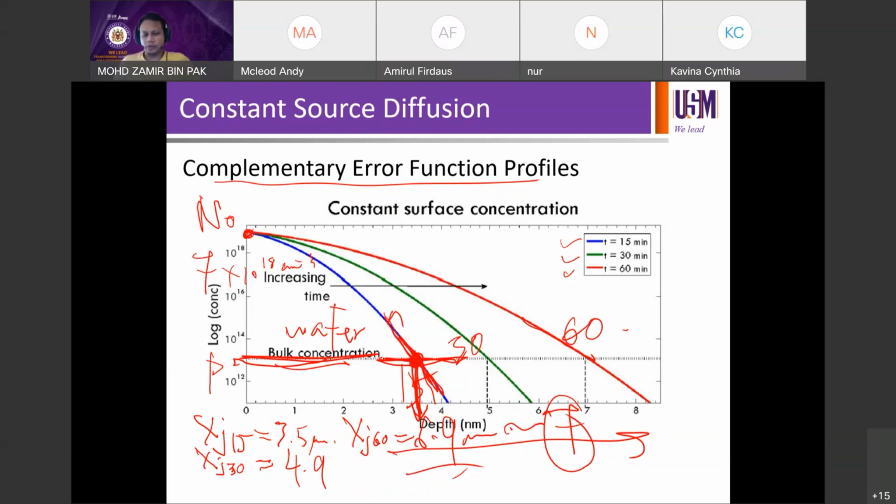if you increase the duration of the process, the junction goes into the silicon, or the profile goes into the silicon, leading to deeper junction. Okay, leading to the deeper junction, but your end knot doesn't change. Okay, end knot doesn't change.